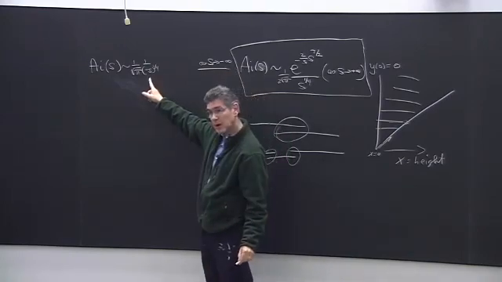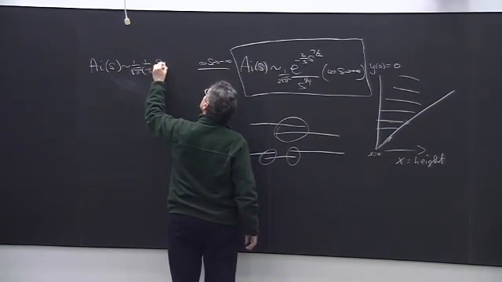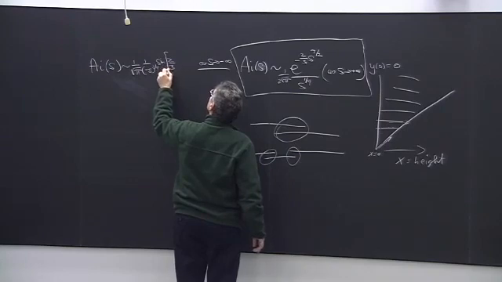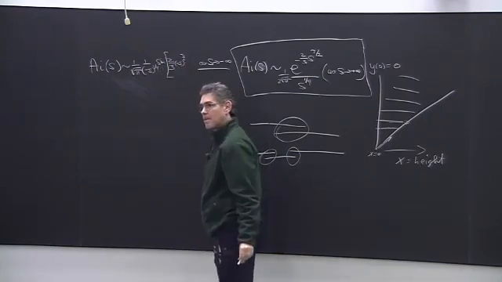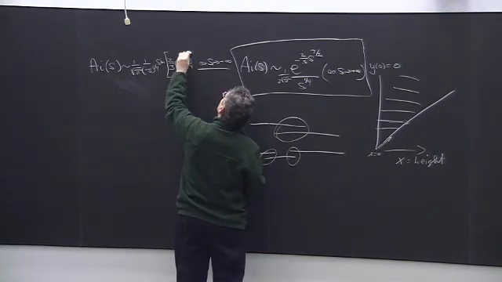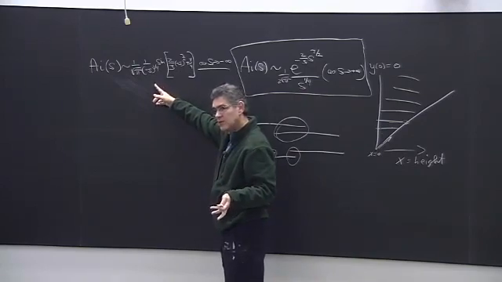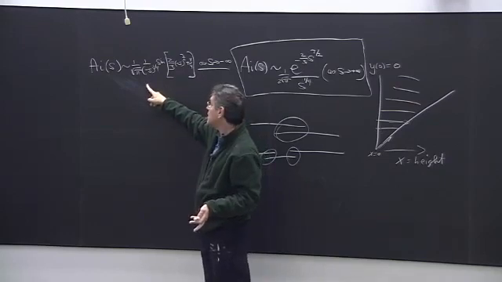times 1 over minus s to the 1/4, because s is going to minus infinity. We want to deal with a positive quantity here. And then there is a sine of 2/3 times minus s to the 3/2 plus pi over 4. In general, it's a linear combination of sines and cosines, but if I put in this phase, this is how it behaves.